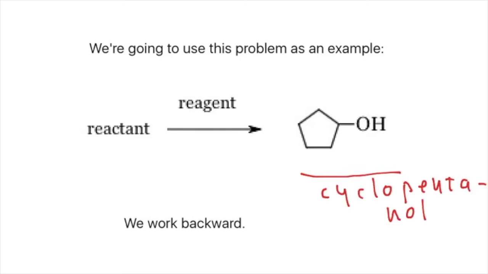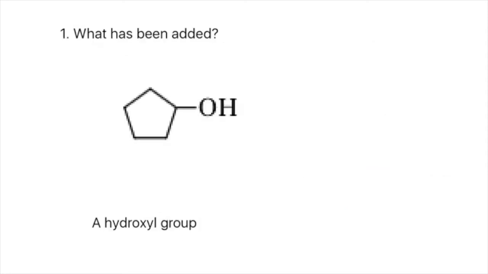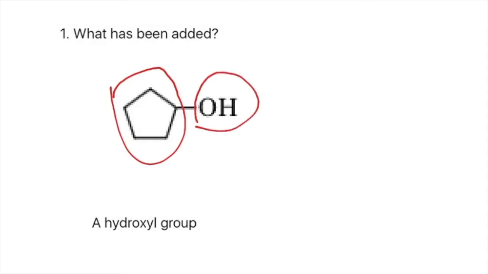The general approach we use is to look at the product and work backward. Backward, not forward. The first step is to determine what has been added to the hydrocarbon. In this problem, it's easy to see that the hydroxyl group has been added. So here's the hydrocarbon part, and here's the hydroxyl group. And so it's the hydroxyl group that has been added.